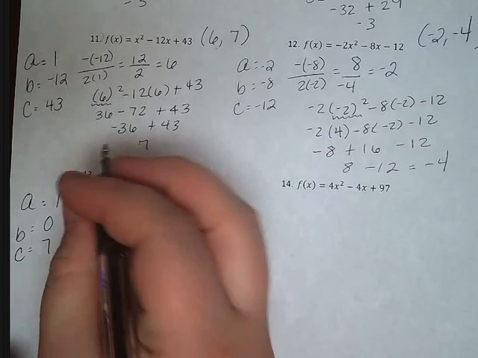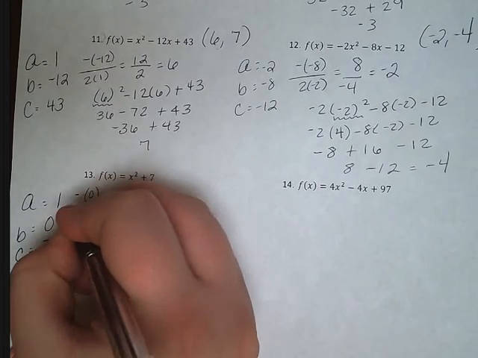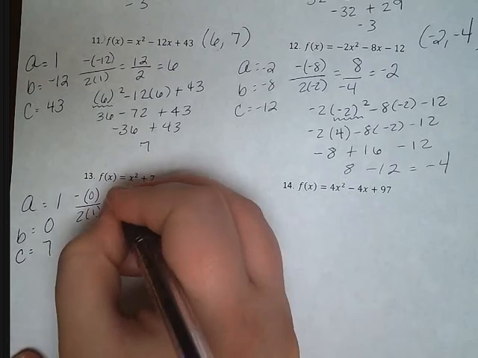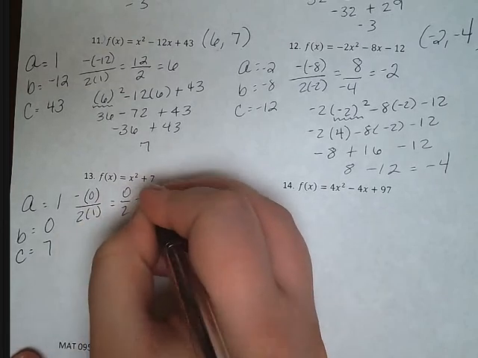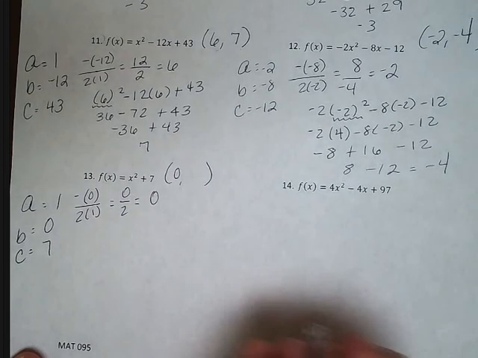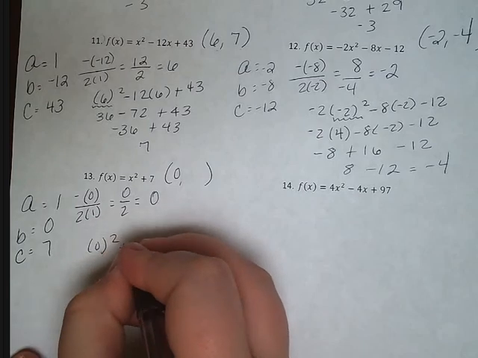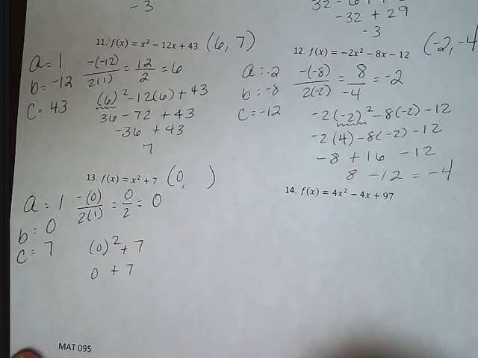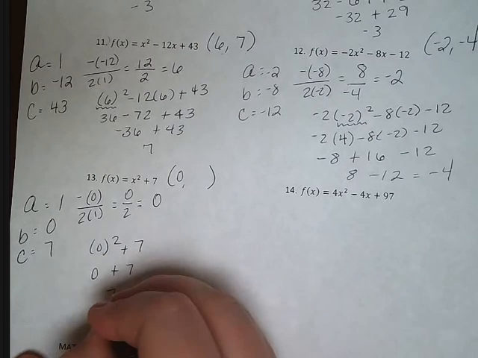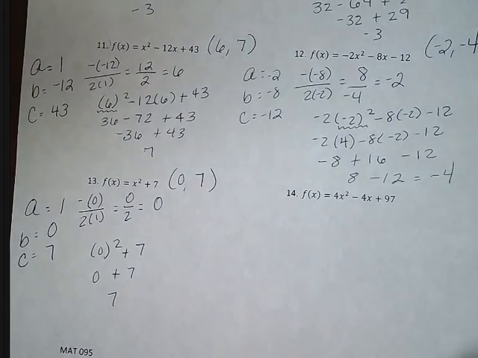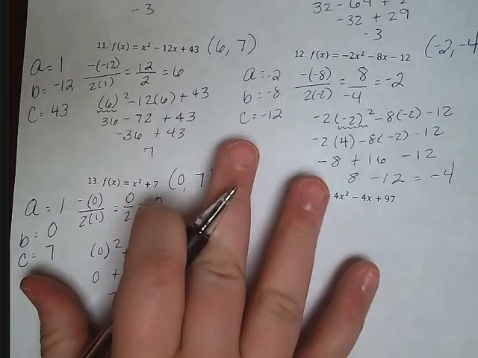So we have negative B over 2A, which gives us 0 divided by 2, which is 0. Then we plug that in to our original equation. So 0 squared is 0. 0 plus 7 is 7. So our vertex for number 13 is 0, 7. Now moving on to the last problem on this page.